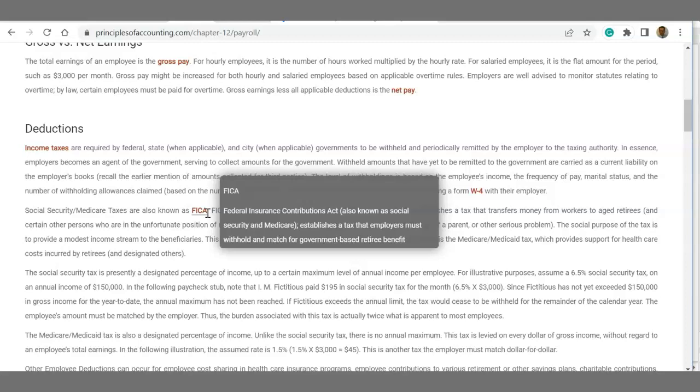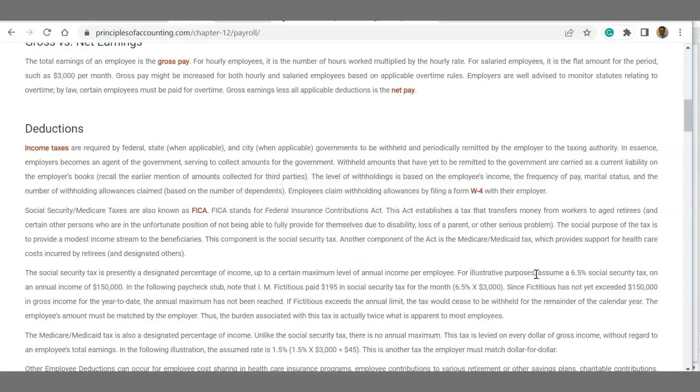Okay, but how much is FICA or for Social Security and Medicare? Here it says assume 6.5% for Social Security tax, but I tell you exactly how much it is. You don't need to assume anything. So the actual Social Security tax is 12.4%, and 12.4% divided by 2 will be 6.2%, the employee's responsibility to pay. The other 6.2% will be paid by the employer.